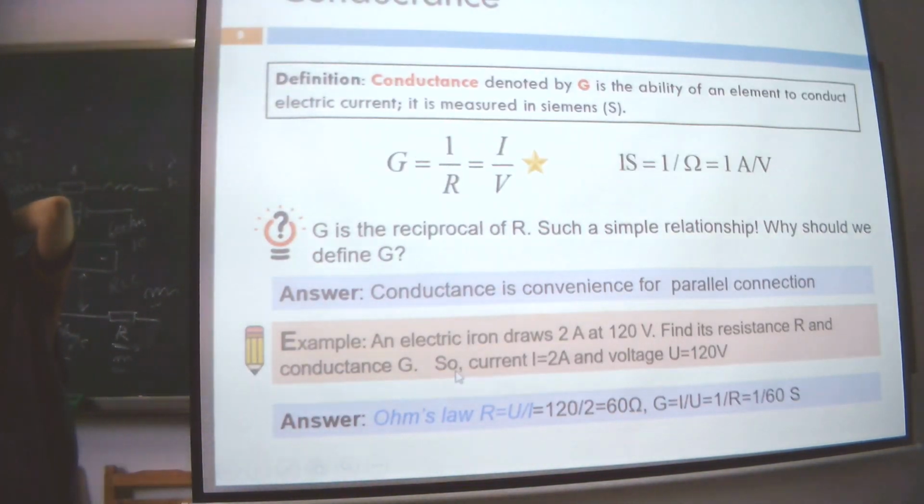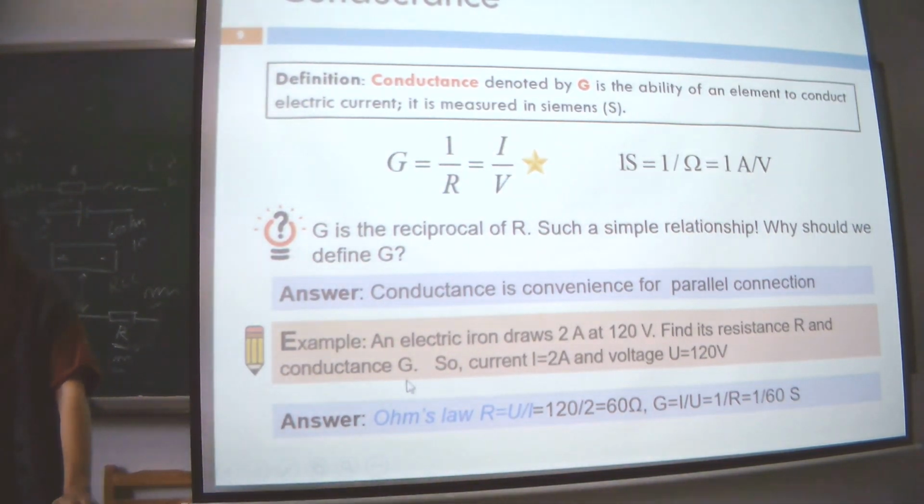The second one, conductance. The definition of conductance. Conductance is another definition, followed by the resistance. Our G, we know, is 1 over R. So this equation we still need to remember, and the unit is Siemens. G is the reciprocal of R. Just remember this one.